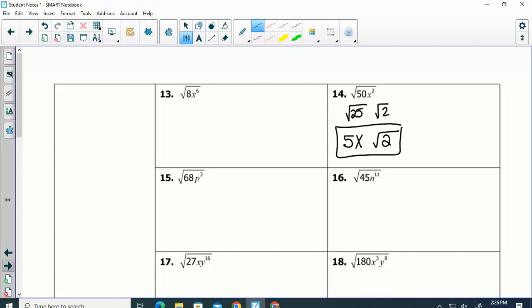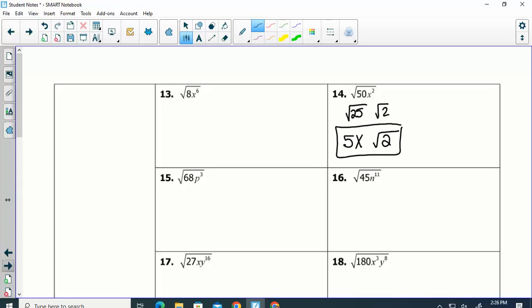Alright, 45 into the 11th. First of all, let me ask a question. Are we going to have any variables left under our radical? Yeah, because it's an odd power, so we know we're going to end up with a variable under the radical still.